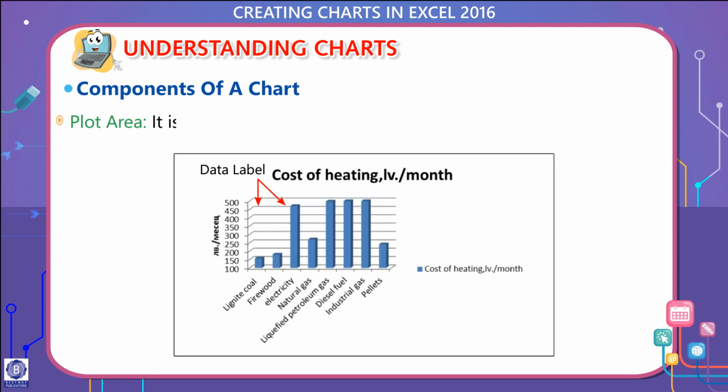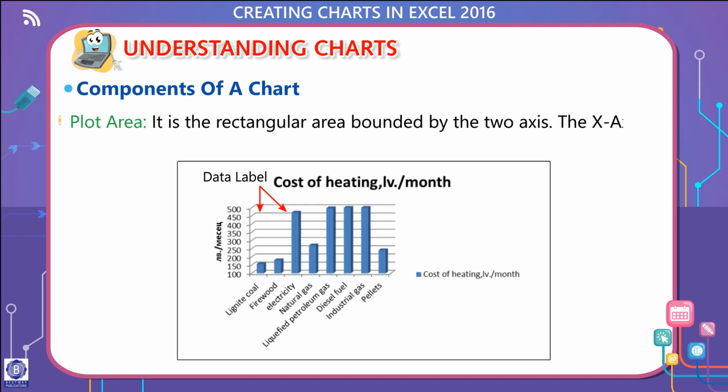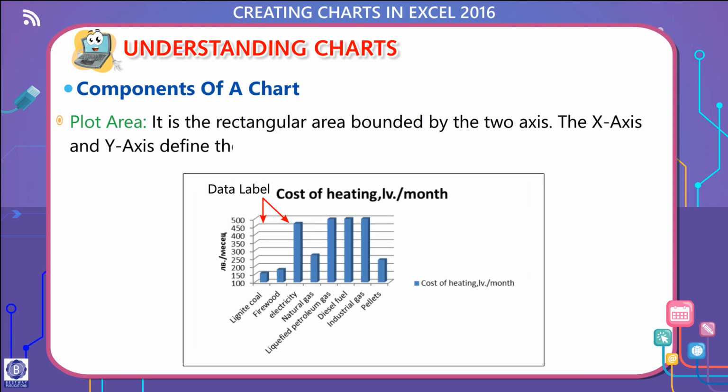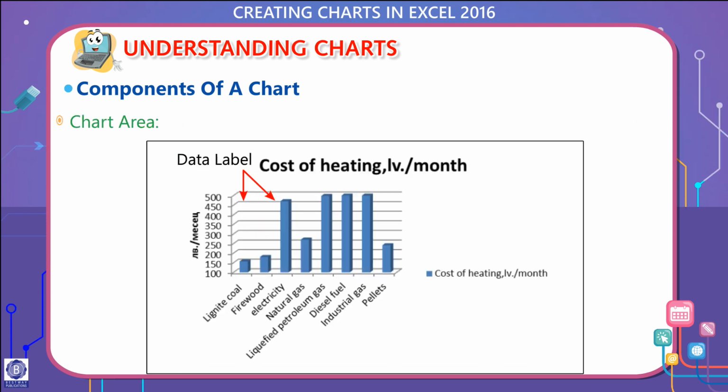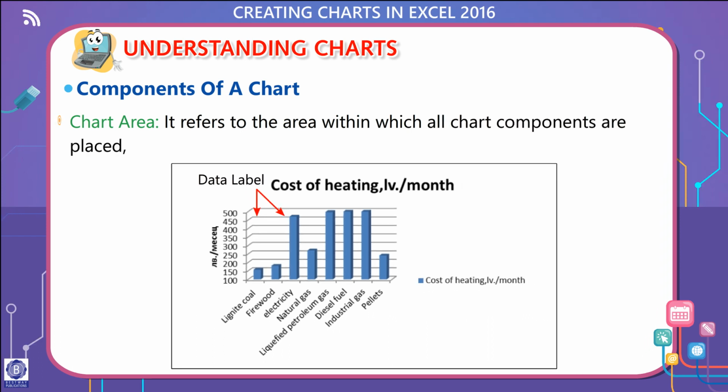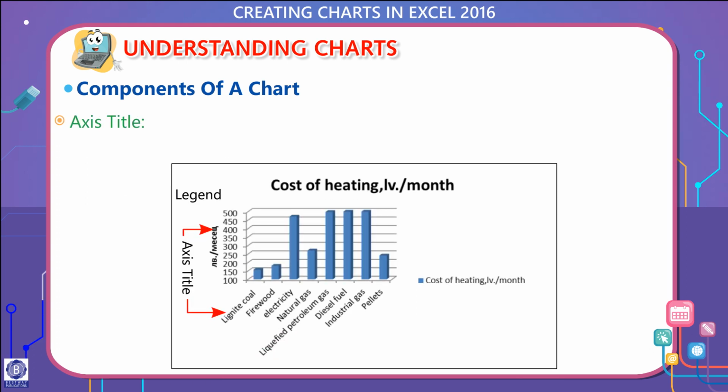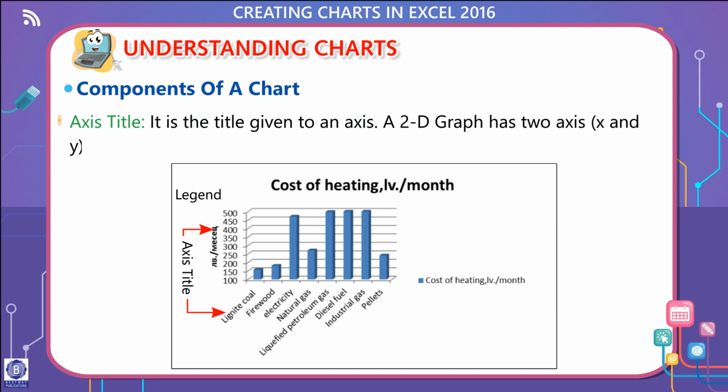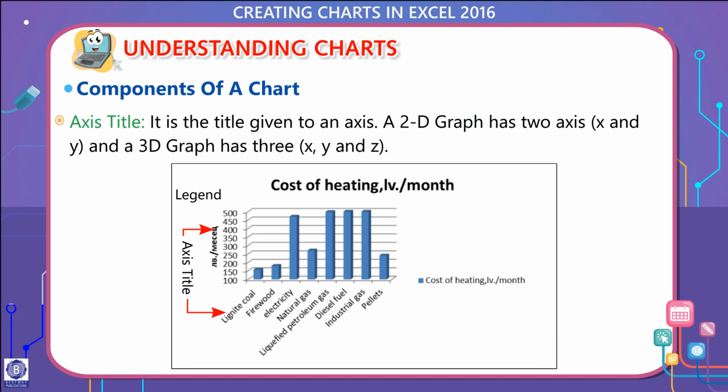Plot area, it is the rectangular area bounded by the two axes. The x-axis and the y-axis define the two sides of the rectangular plot area. Chart area, it refers to the area within which all chart's components are placed. Often it is surrounded by borders. Axis title, it is the title given to an axis. A 2D graph has two axes, x and y, and a 3D graph has three, x, y, and z.